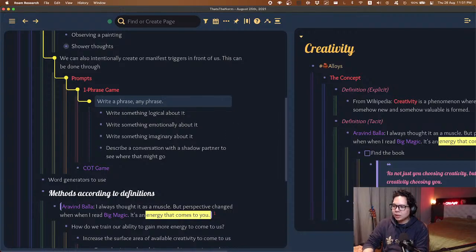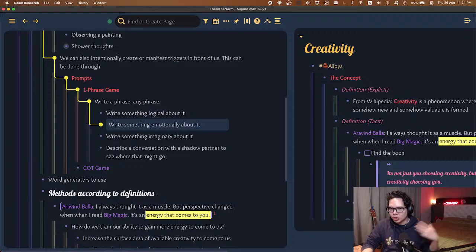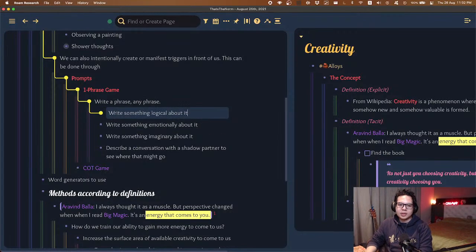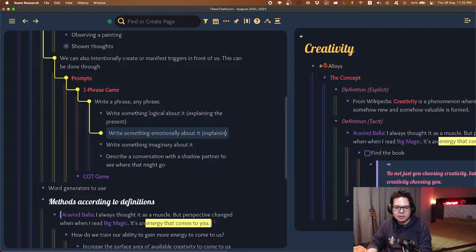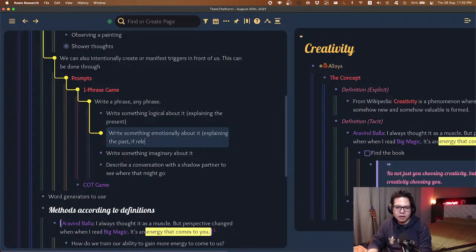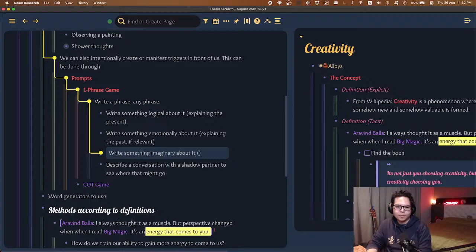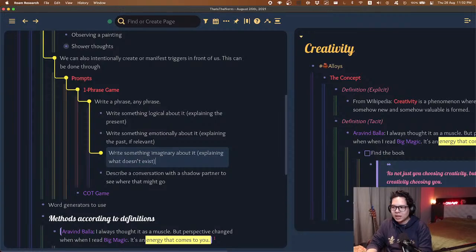Write something emotional about it would be something like: do I have any emotional investment in this sentence? Does this trigger a memory? Does this trigger a marker in my palaces? Does this trigger something from my childhood? Does this phrase touch on an inherent trauma that I have? That's one example, or a funny joke or funny memory. And write something imaginary about it, which is where we talk about the realm of fiction. So logical is explaining the present. Emotional is explaining the past, if relevant. And imaginary is explaining what doesn't exist, the world of fiction. Crazy cartoon characters or colors we've never seen before, or some form of fantasy character. Like, what if you start involving characters from Middle Earth all of a sudden? It could be like that.